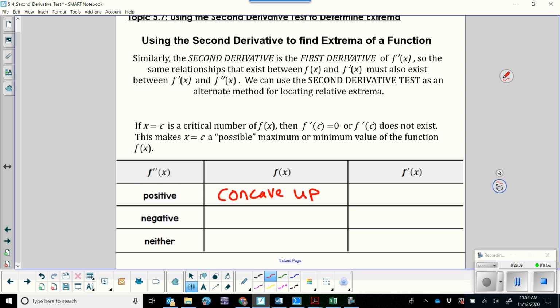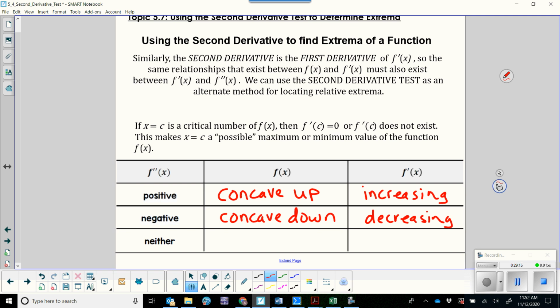So let's think about it for a minute. If f double prime is positive, what does that mean about f prime? Well, f double prime is f prime's derivative. If its derivative is positive, then f prime must be increasing there. Okay? So that's kind of important in what is going to help us with using this second derivative test. So if f double prime is negative, then we know that f is concave down, and we know that f prime must be decreasing. Okay?